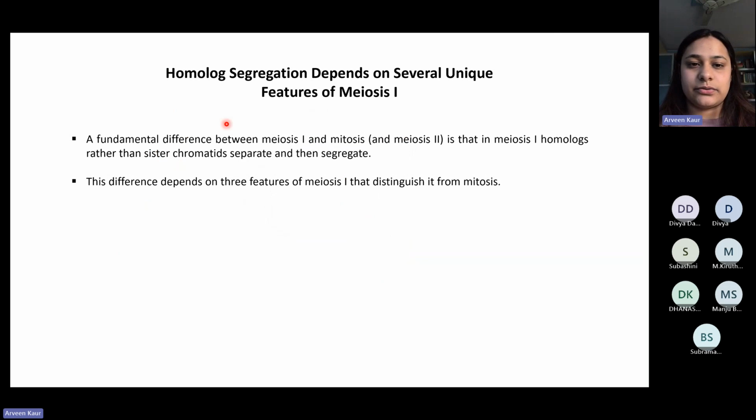So, having understood that as well, we will see how homologue segregation depends on several features that are unique to meiosis 1. Okay. So, a fundamental difference that exists between meiosis 1 and mitosis, or even meiosis 2, which resembles mitosis largely, is that in meiosis 1 homologues, rather than sister chromatids, separate and then segregate, right? This difference depends on three features of meiosis 1 that distinguish it from mitosis. Okay, so what are these three features? Let us go through them.